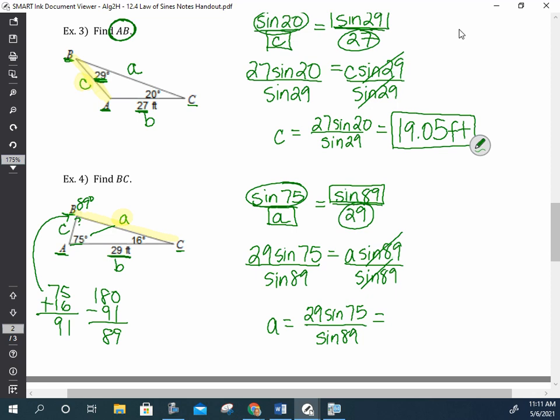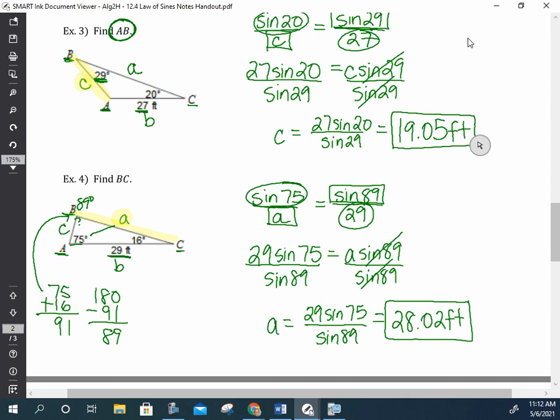So we let the calculator do its work. It'll give me what I need. They got 28.016, so 28.02. I mean, he was right on the money.